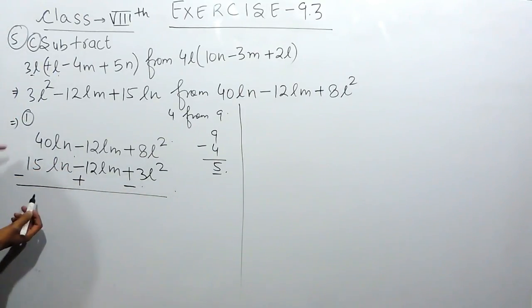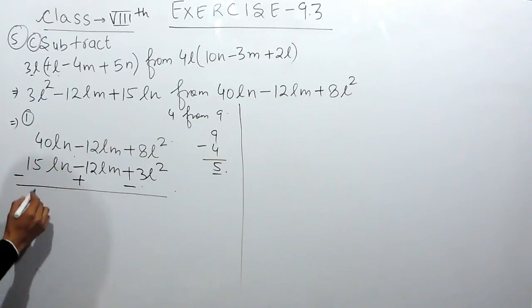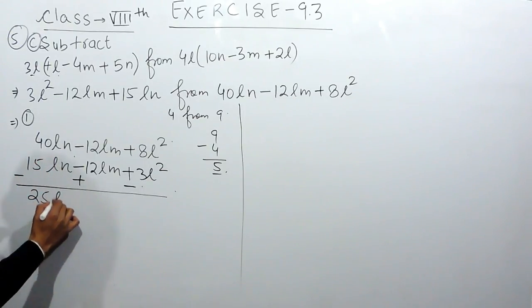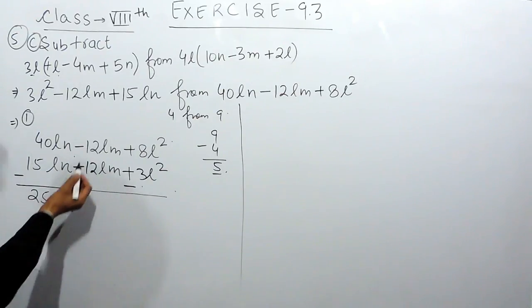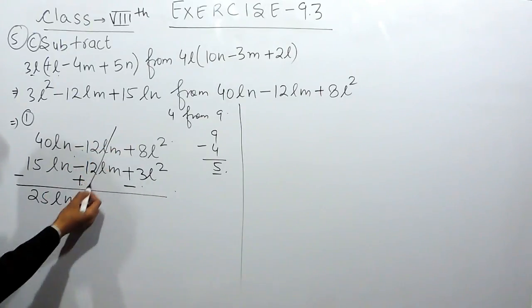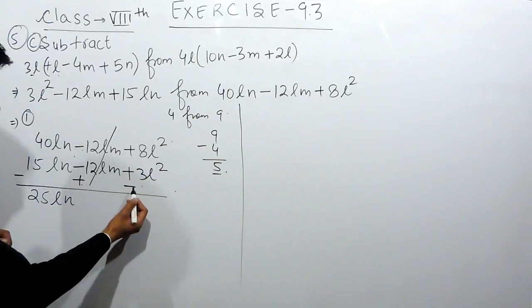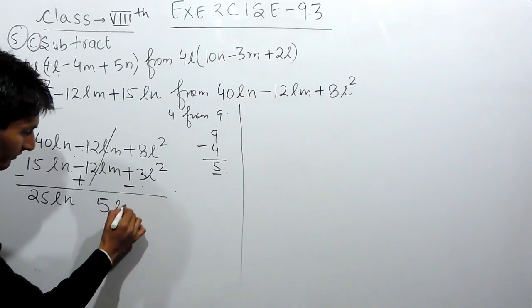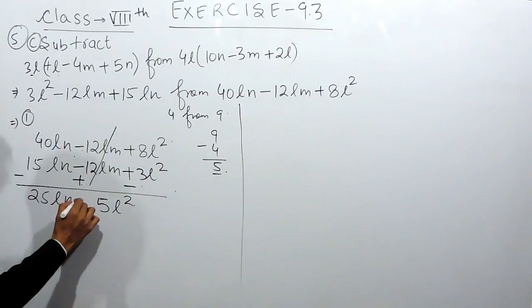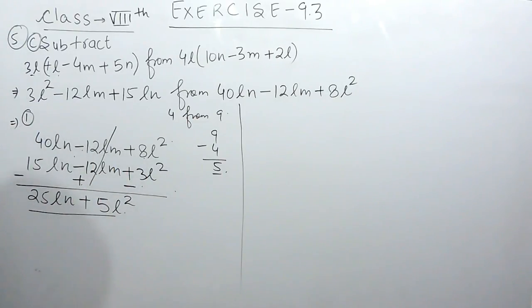Now let's solve. This has a positive sign, and this has a negative sign, so plus minus is minus. So 40 minus 15 is 25LN with positive sign, because the greater value has a positive sign. This is positive, this is negative, so 12LM can be cancelled out. This is plus minus, so plus minus is minus, so 8 minus 3 is 5. So this will be 5L square with again a positive sign, because the greater value has a positive sign. So this should be the answer.